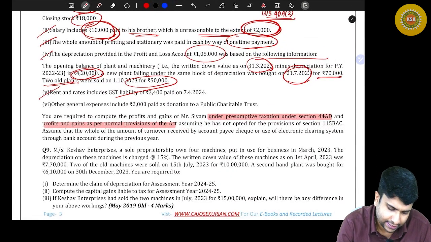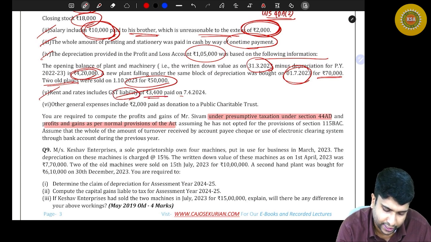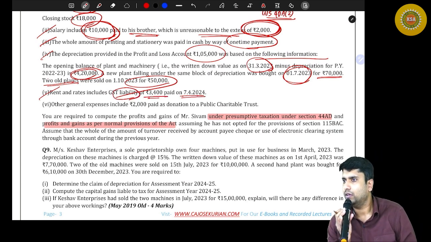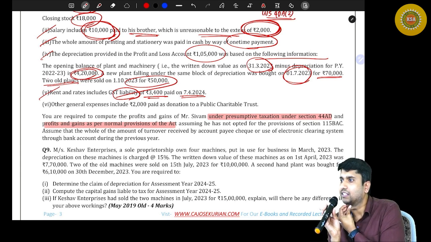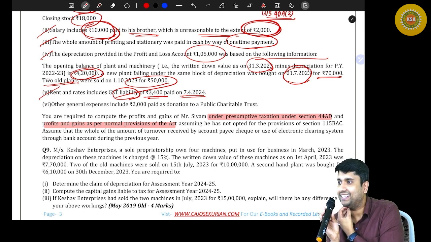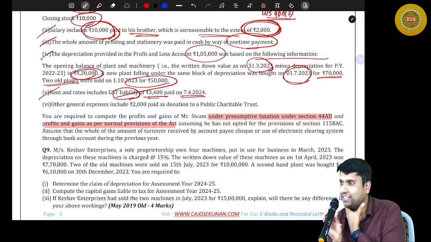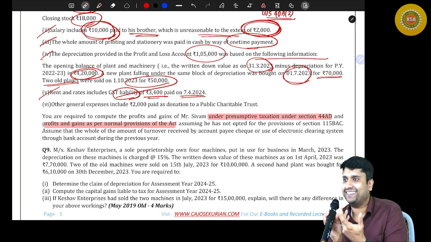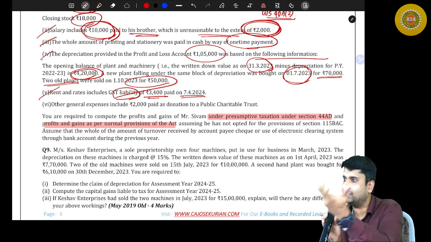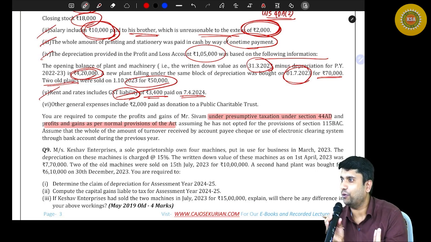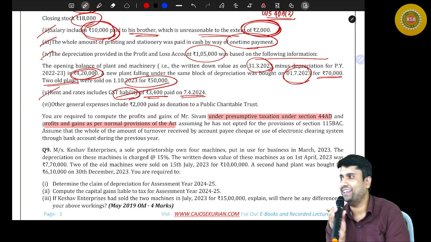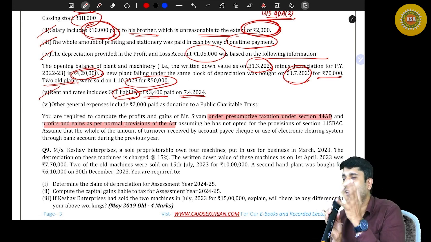It is rent and rate includes GST liability 3,400 paid on 7/4/2024. Tell me, are they claiming input tax credit? Their sales turnover is more than 20 lakhs, but they can do business without taking GST, right? They have to legally, but there can be a case where they can do the business without GST, illegally. Not mentioned. So what to do? See, there is no need of any assumption.